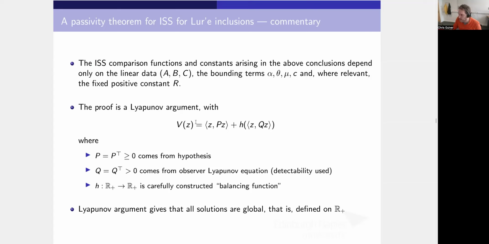I'm not going to give the proof in a talk like this, but I highlight that it's a Lyapunov argument. And what's the Lyapunov function? Essentially, it has two parts. It has a part which comes from the matrix inequality by hypothesis. It has a part which comes from the observer Lyapunov equation, and that's where detectability of the pair AC and the triple ABC is used. Roughly speaking, both of these terms, the P term and the Q term, these quadratic Lyapunov functions, give you some decay and some growth. And this nonlinear function H somehow balances out the growth and the decay to give you overall decay. That's the best way I can describe it briefly. Notice also that there's an iterative argument. The existence of a Lyapunov function gives you that solutions are bounded on their interval of existence. That then gives you that solutions are global, so they're defined for all time, and then you get the stability property.